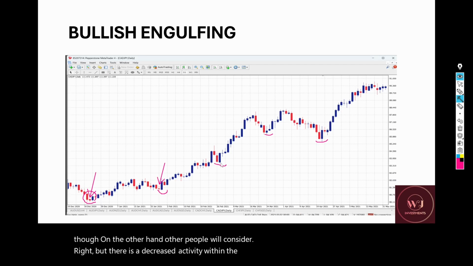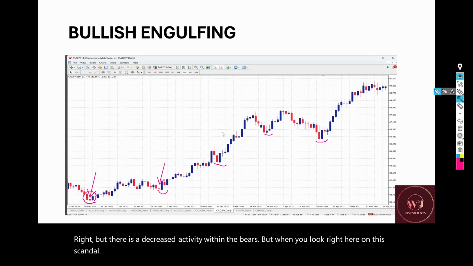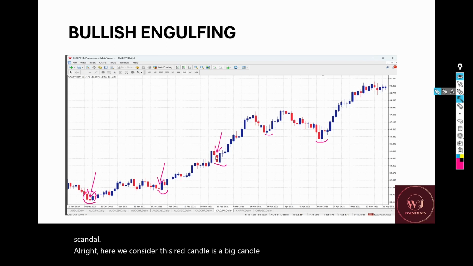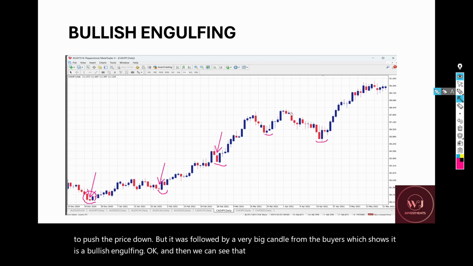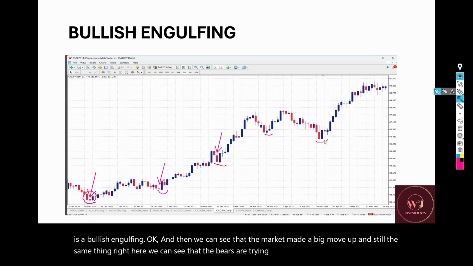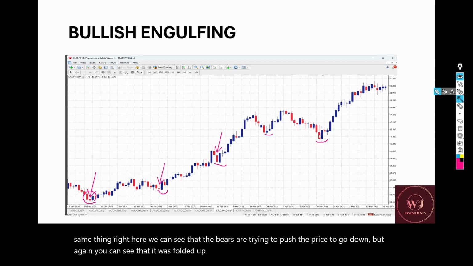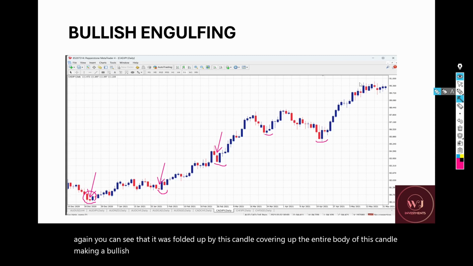But when you look right here on this candle, we can see that this red candle is a big candle, and it shows an activity within the bears to push the price down, but it was followed by a very big candle from the buyers, which shows it is a bullish engulfing. And then we can see that the market made a big move up. And still the same thing right here, we can see that the bears are trying to push the price down, but again, it was followed up by this candle covering up the entire body of this candle, making a bullish engulfing, and then we got this move up.